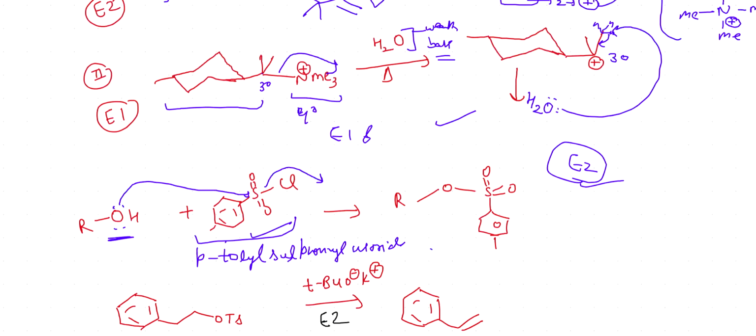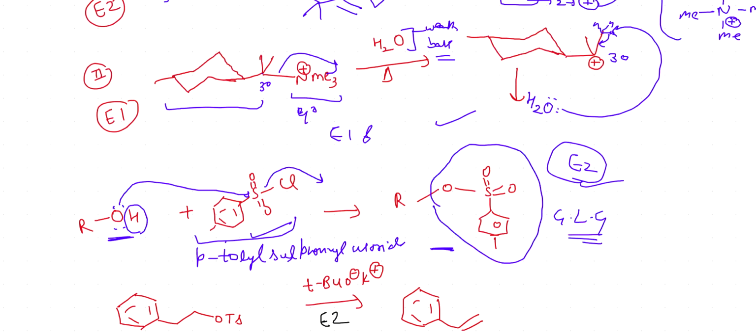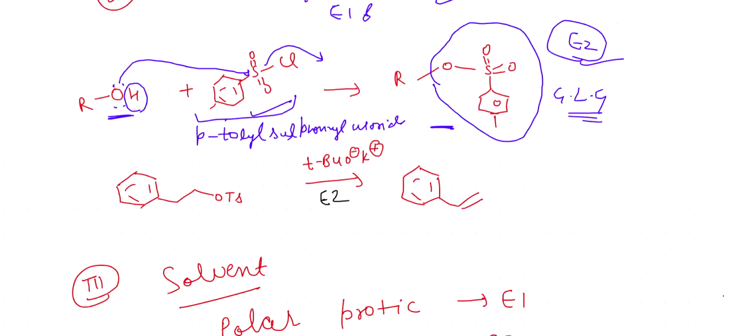Clear? This oxygen has no free H. So this group acts as a good leaving group as compared to the OH group. Thus, we have converted it into some other species. So here is the example. In this, OTs is a leaving group. This is formed by first of all carrying out the reaction with this para-tolyl sulfonyl chloride.